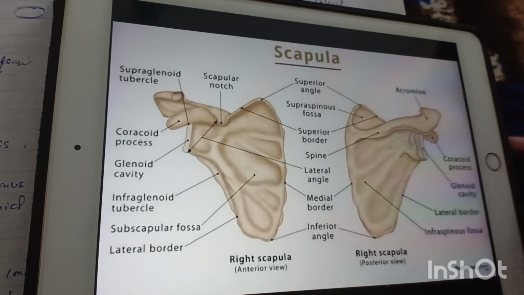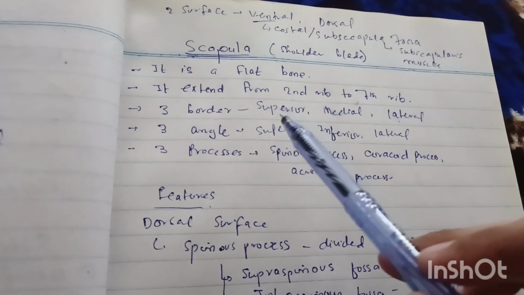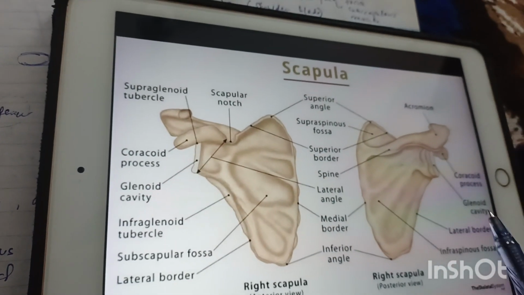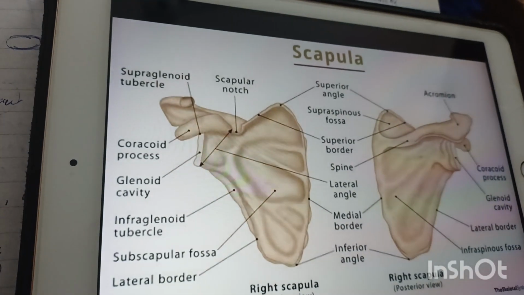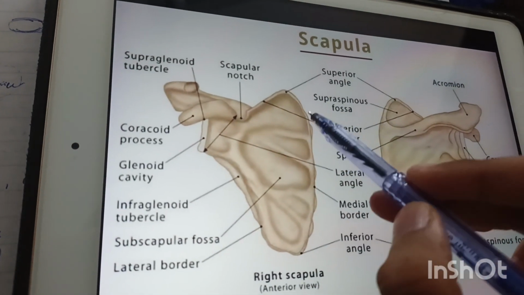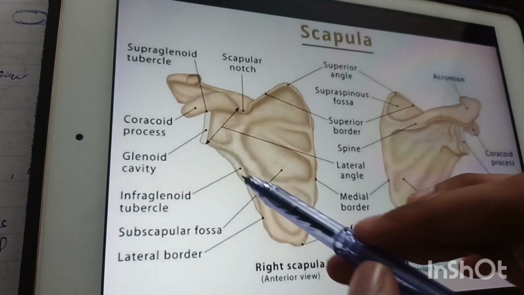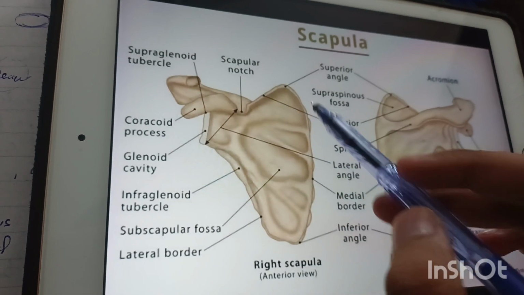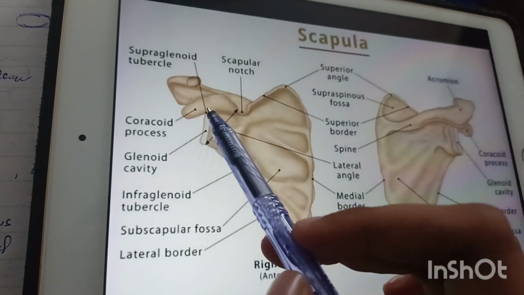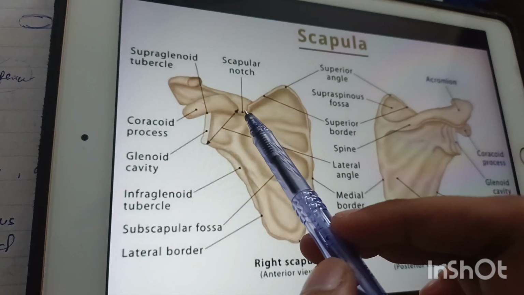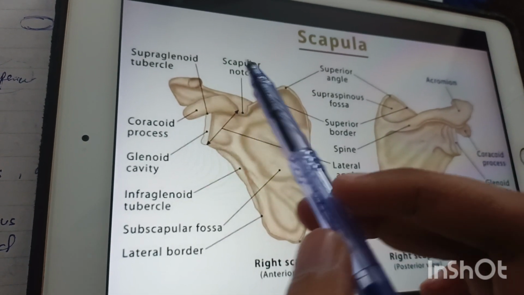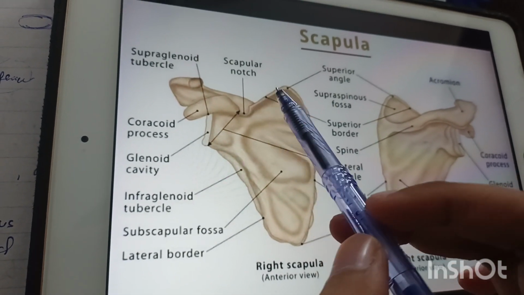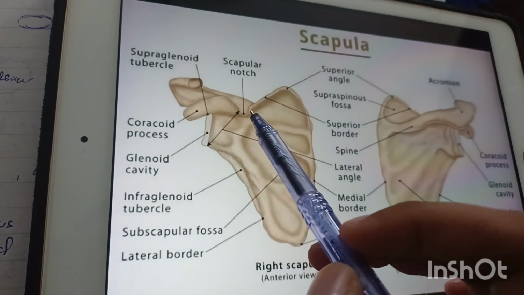How many borders are there? We have three borders: superior border, medial border, and lateral border. This is the superior border, this is the medial border, and this is the lateral border. And this is the coracoid process. This is the scapular notch. It is present between the coracoid process and the superior border. So between the superior border and the coracoid process, there is a notch called the scapular notch.